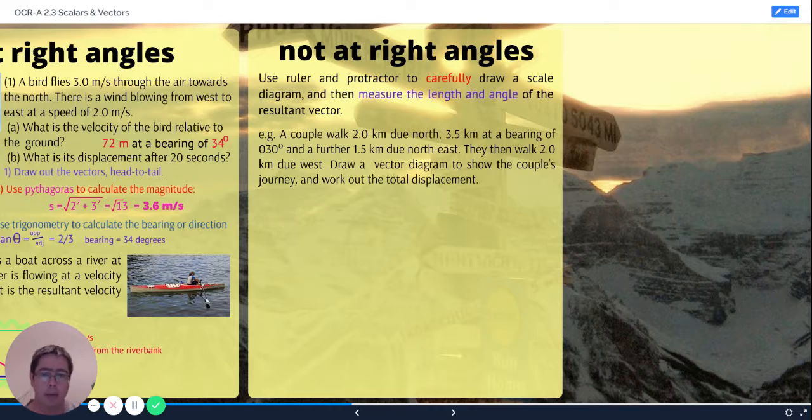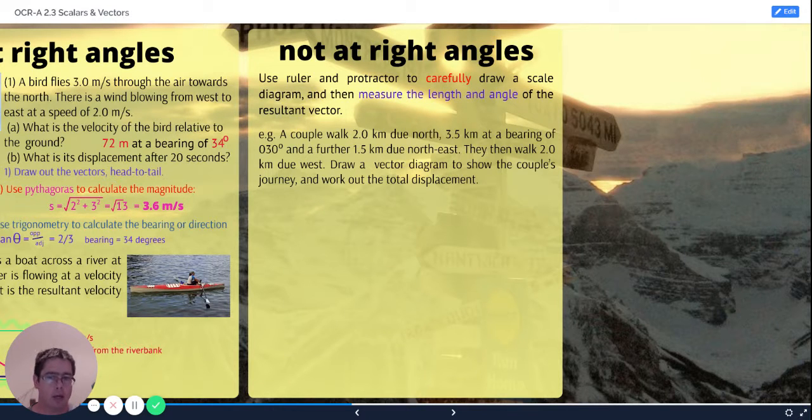So I expect this to take about 10 minutes for you folks to do. And when I next see you, I'm going to ask for you to show me your diagrams. In fact, I might put something up on Google Classroom asking you to take a photo of your diagrams and submit it, please. So draw a vector diagram, show the couple's journey, and work out the total displacement.